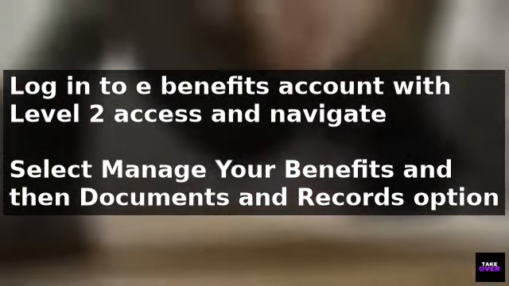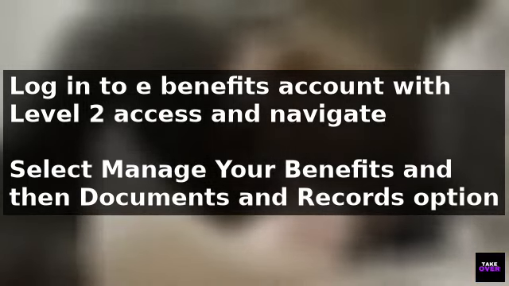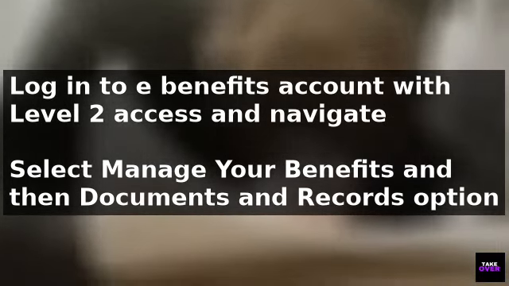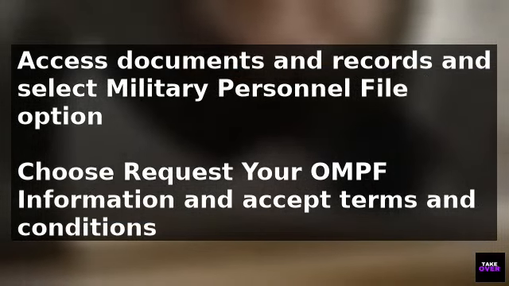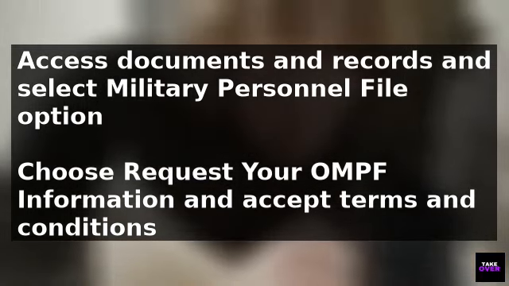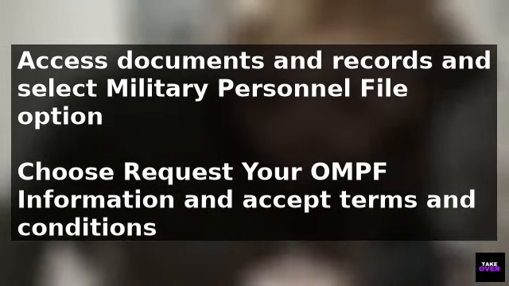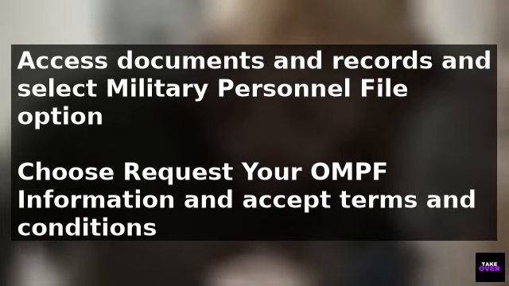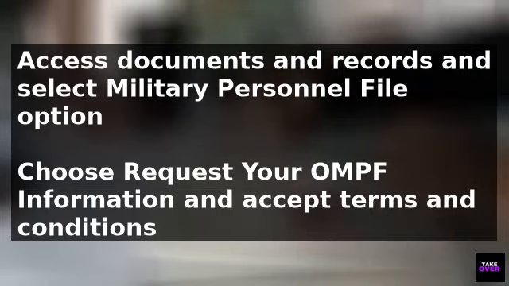The second option is to submit your request through the National Archives. To use this method, you will need to have a Level 2 account with the eBenefits system. Log into your account, navigate to the Manage Your Benefits option, and then select Documents and Records. From this page, access your documents and records, and then select the Military Personnel File option.